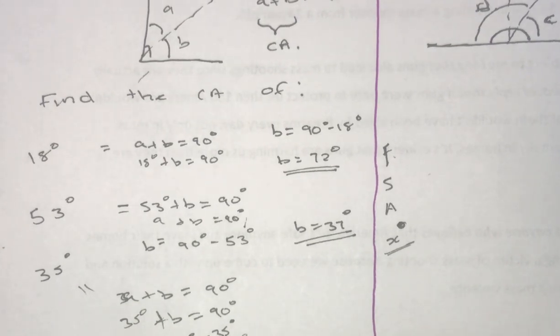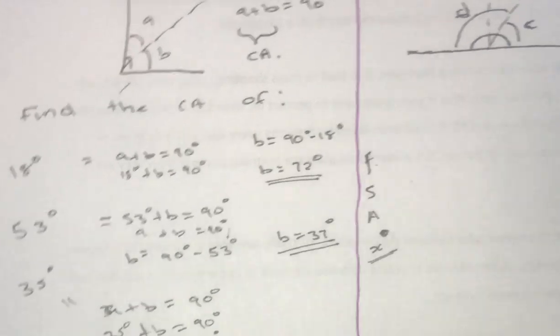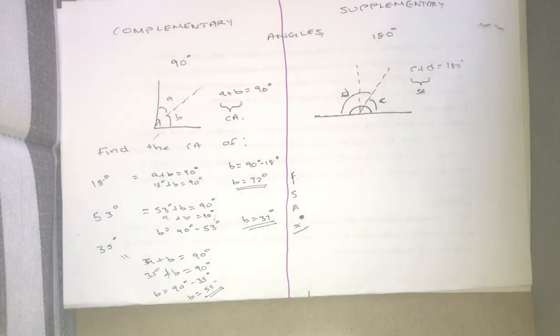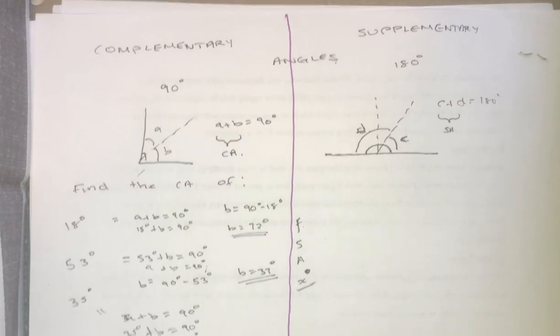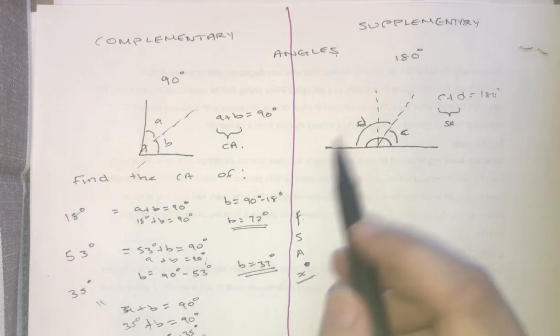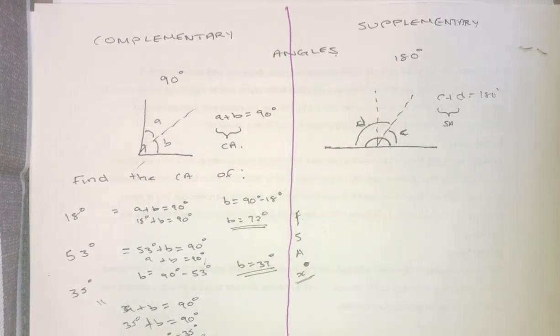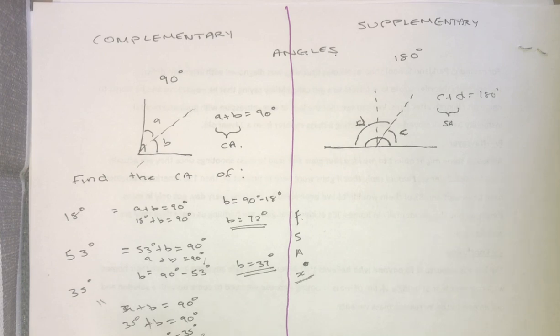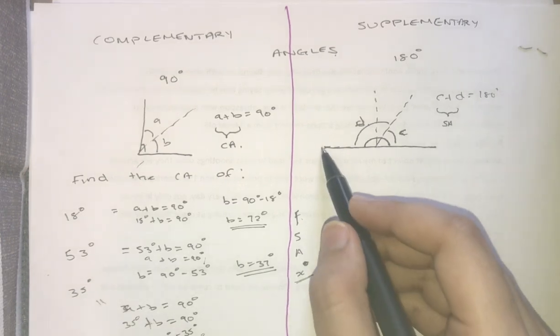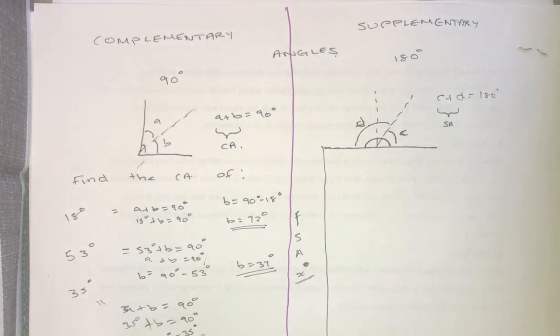Isn't that easy, guys? It is, right? And supplementary angles are not quite different from complementary angles. It's basically the same thing, except that in the formula, instead of 90 degrees, we have 180 degrees, but the rest of it remains the same. Formula, substitute, algebra, and the unit. Okay, let's go on with our examples.